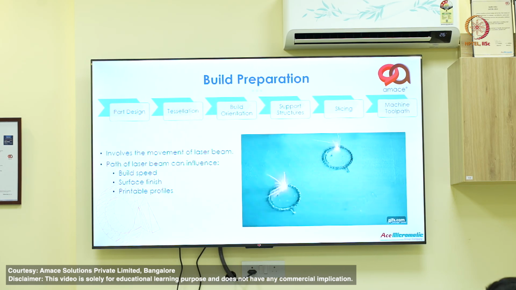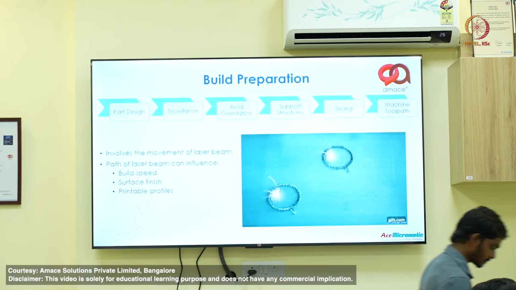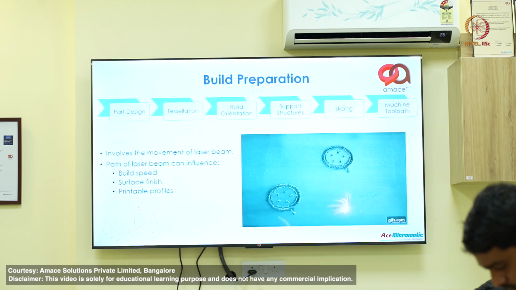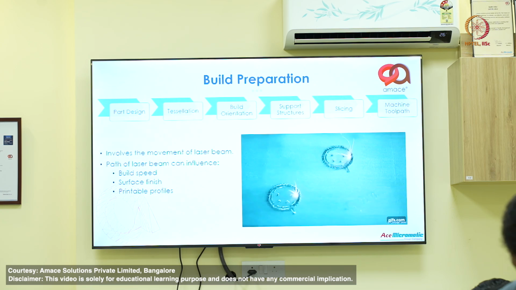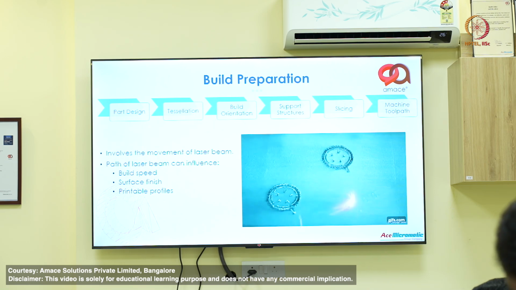The final step is machine toolpath generation, where we define the laser path: how the laser should be scanned to complete the part, what laser power is required, what scanning speed is required, and how contours should be scanned. There are almost 150 plus parameters which influence this. According to the material and layer thickness, we have to create the machine toolpath. So these are the 6 steps of build preparation.